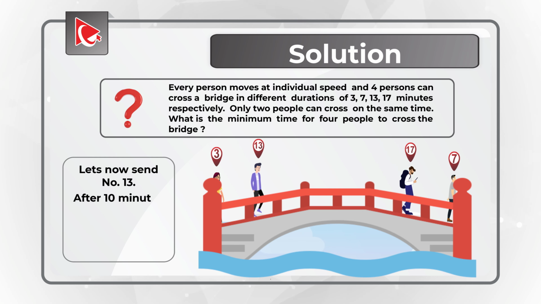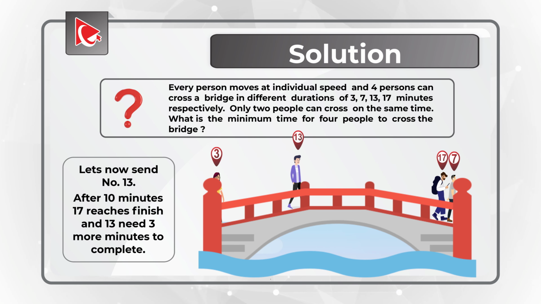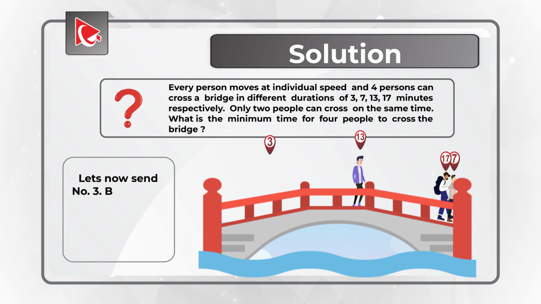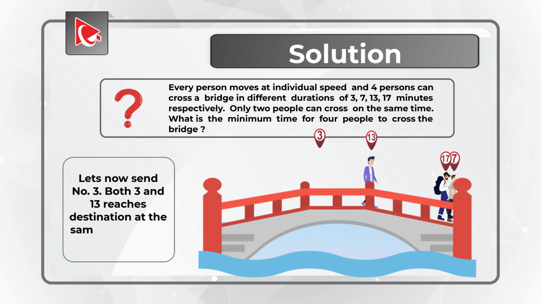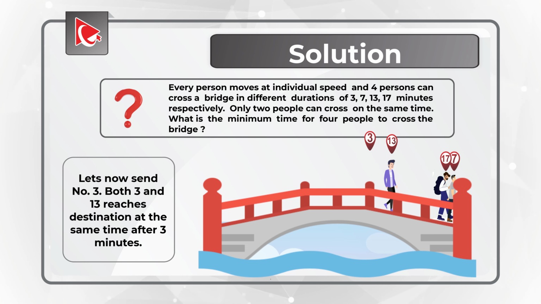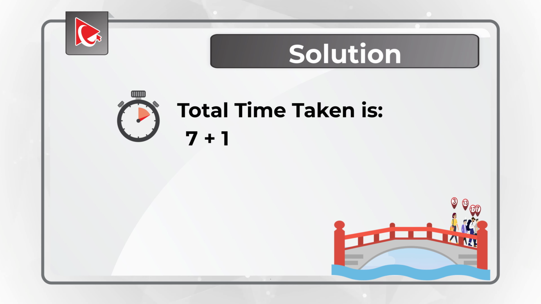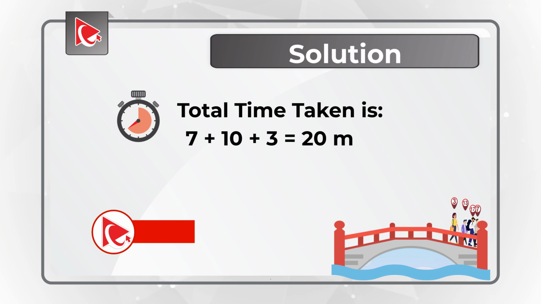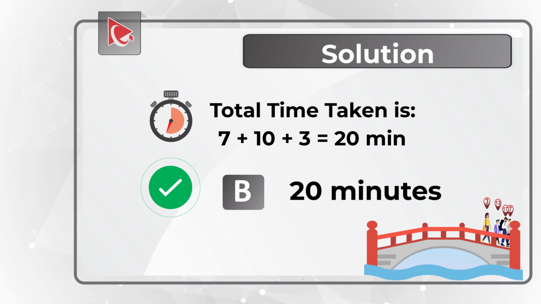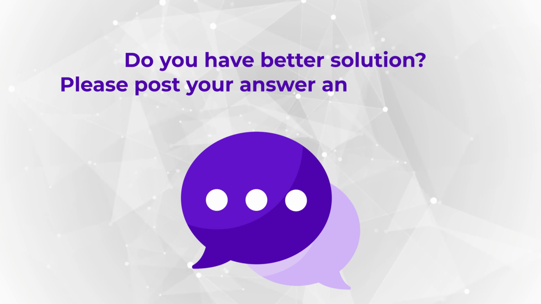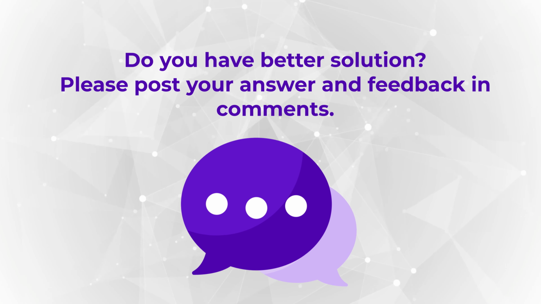After additional 10 minutes, number 17 reaches the finish line, and number 13 needs 3 more minutes to complete the travel. Let's now send number 3. Both number 3 and number 13 reach destination at the same time, after additional 3 minutes. And total time it took for travelers to cross the bridge would be 7 plus 10 plus 3 equals 20 minutes. So the correct answer here is choice B, 20 minutes. Hopefully you've nailed this question and now know how to answer similar problems on the test.